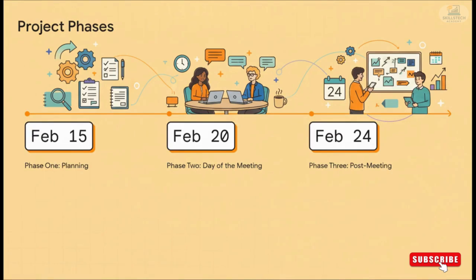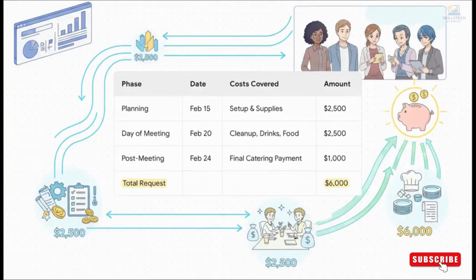So, to figure out our timing, we'll break the whole project down into phases. For our meeting, it's pretty simple. We've got a planning phase on February 15th, the actual day of the meeting on the 20th, and then a little post-meeting wrap-up on the 24th. Now, we just map our direct costs to that timeline. So we need $2,500 for the planning phase. We need another $2,500 on the day of the meeting itself, and then a final $1,000 to settle up that last catering bill. See how it all still adds up to our $6,000 direct cost? But breaking it down like this gives the finance department a really clear picture of the project's cash flow.